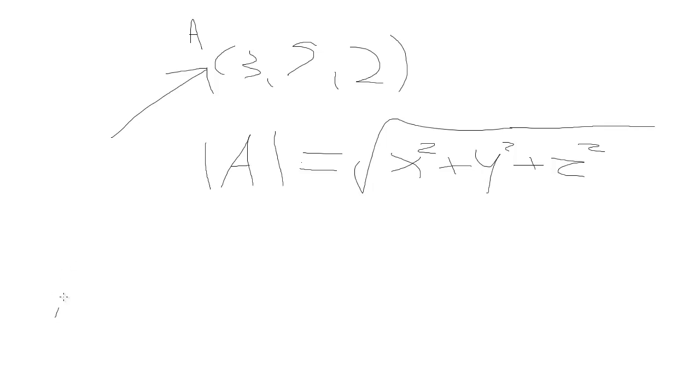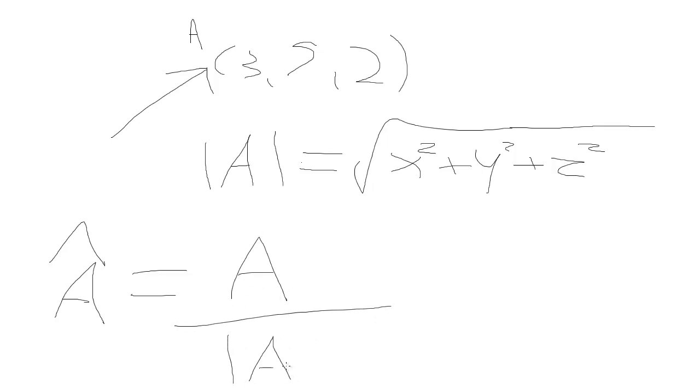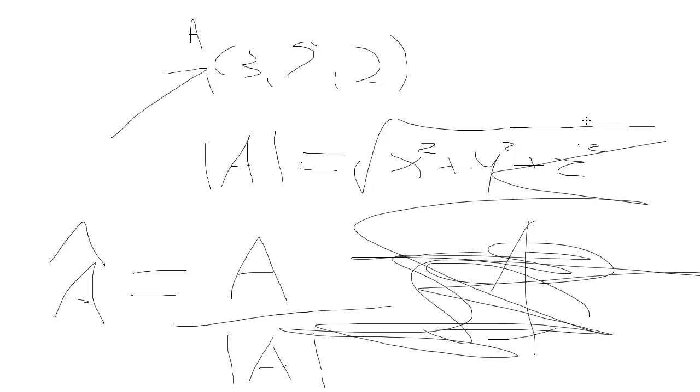And a unit vector, with a little hat above it, is the same as the vector divided by the magnitude of the vector, which gives a length of 1, which is very useful, and I will show you why right now.